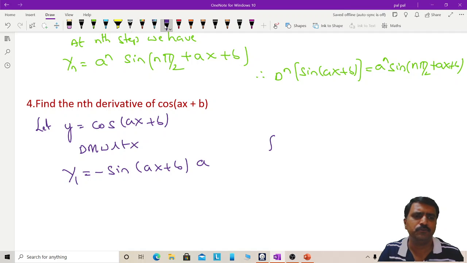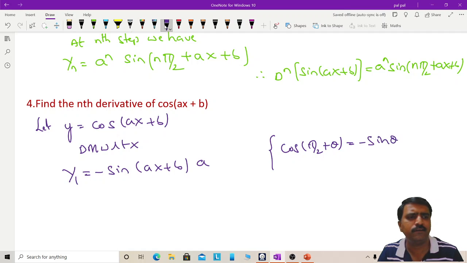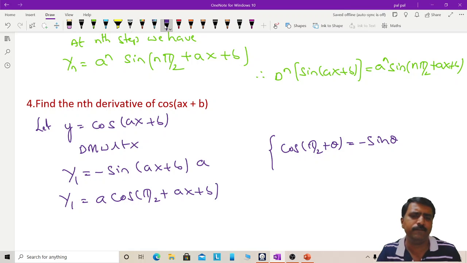I think you know this result, cos 90 plus theta. That means it is in the second quadrant. In the second quadrant only sin is positive, cos is negative. So it is minus sin theta. This minus sin theta can be written as cos 90 plus theta. So you can write y1 is equal to a, which is a constant, written as it is, into cos 90 plus theta. Theta means ax plus b.